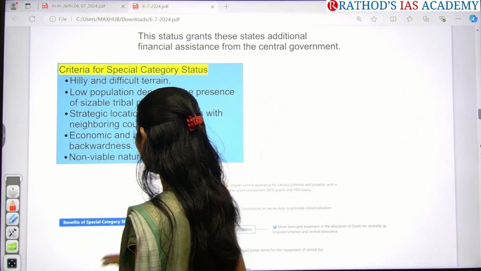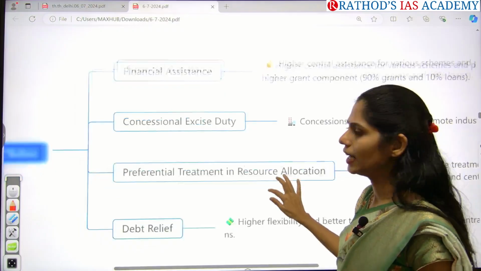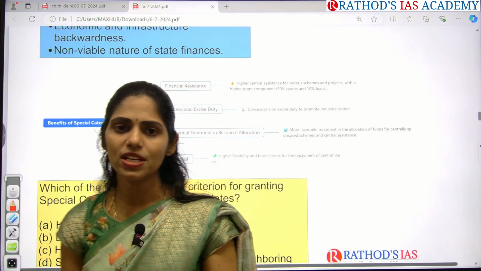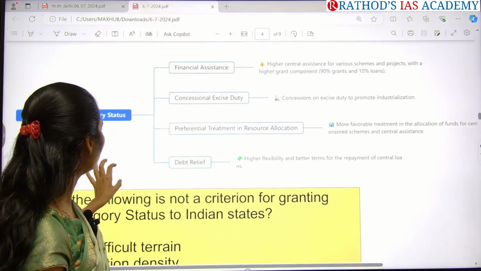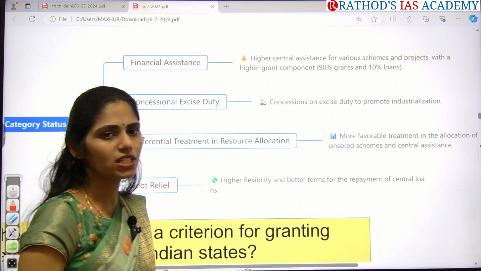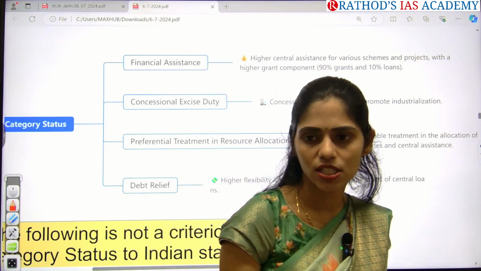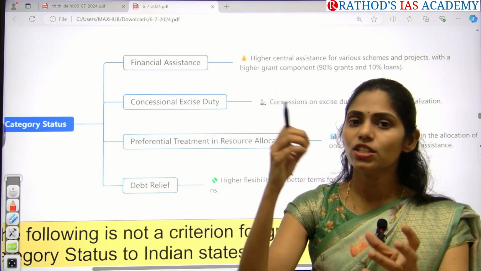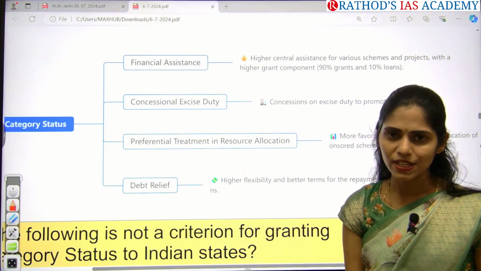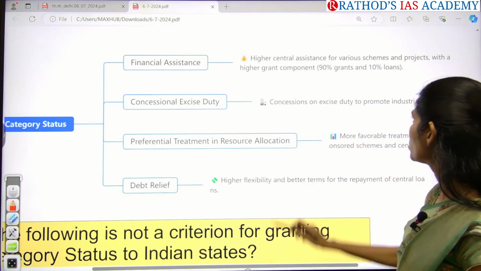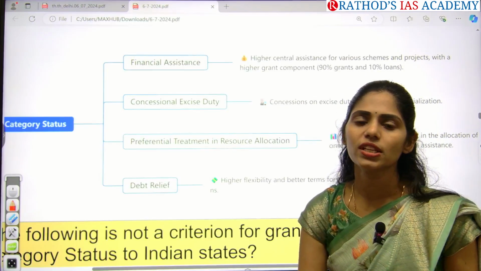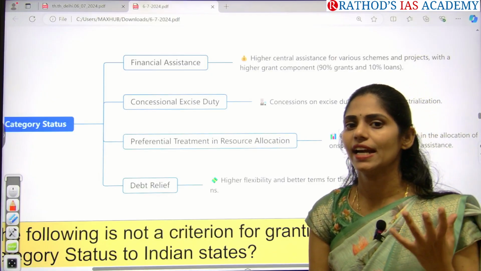Now let us see what benefits you are going to get if the state is placed in this special category status. First, they will get financial assistance, that means monetary assistance from the central government. Among the schemes we have central sector schemes and centrally sponsored schemes. In a centrally sponsored scheme, the sharing is divided between the center and the state. If the state is placed under special category status, they will get 90 percent as grants and 10 percent as loans. In this way those states will benefit.